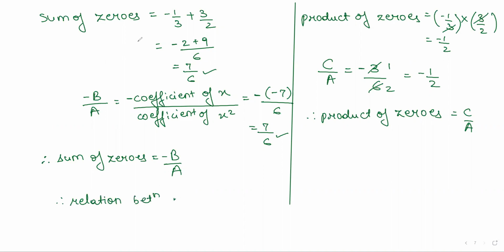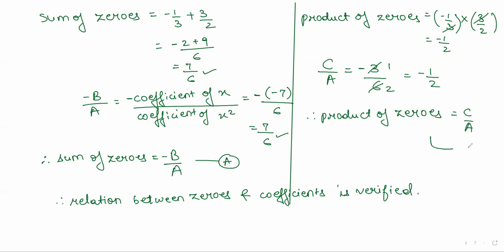This is a short form for between. You should avoid it. So, between zeros and coefficients is verified. The verification itself means making sure that the two conditions, two equations, are satisfied for the given values of the expression.